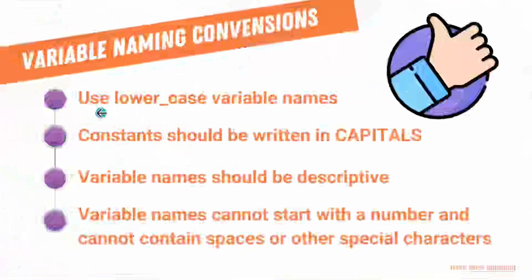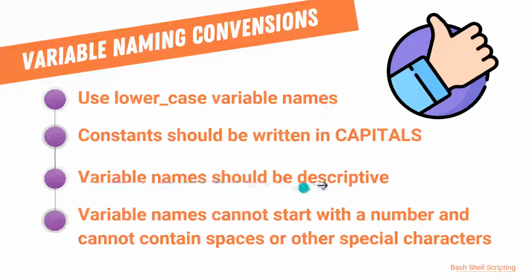To prevent your variables from conflicting with these variables, it's a good practice to use lowercase variable names with underscores to separate words. The variable names should be descriptive and remind you of the values they hold. A variable name cannot start with a number, nor can it contain spaces or other special characters like dots, colons, semicolons, exclamation and question marks, and so on.